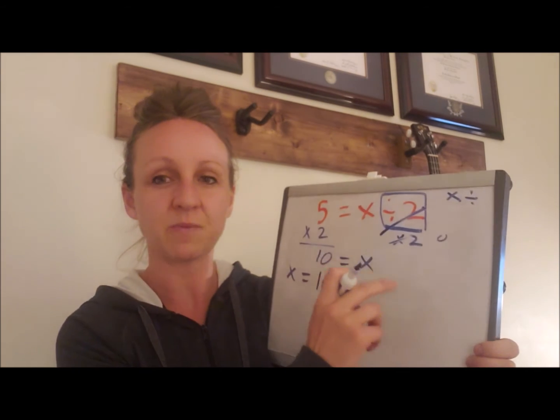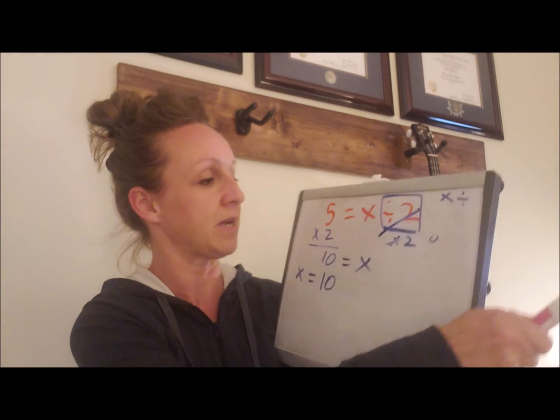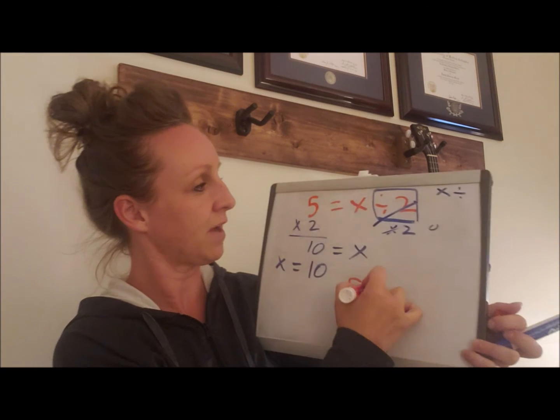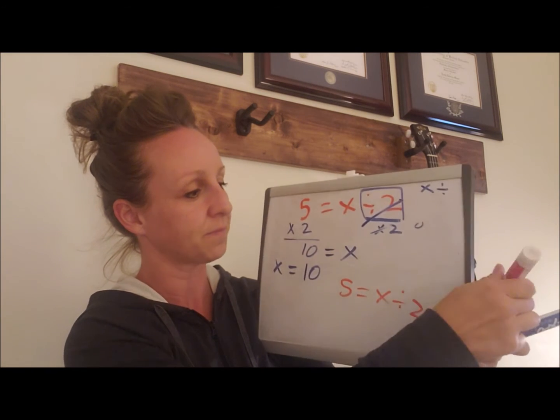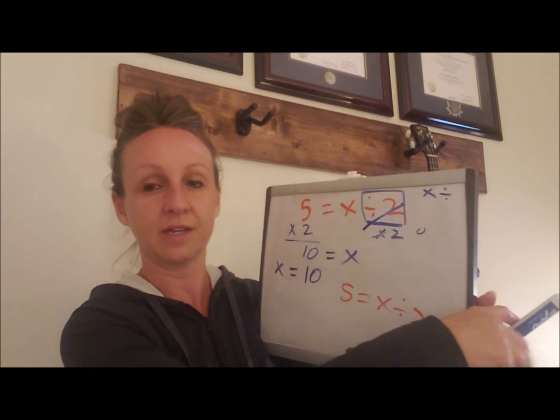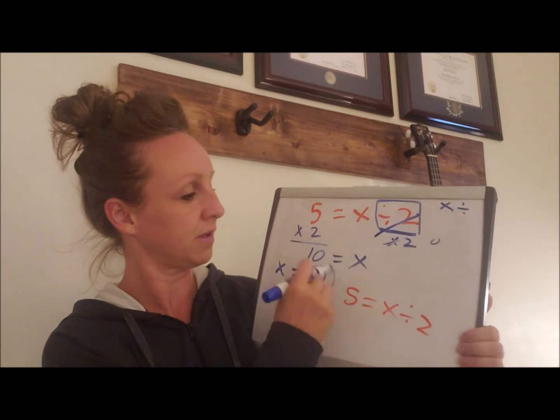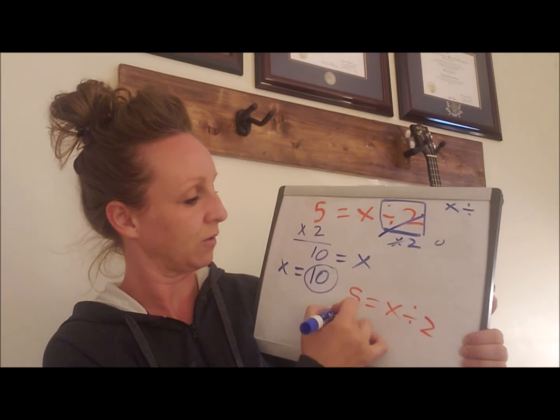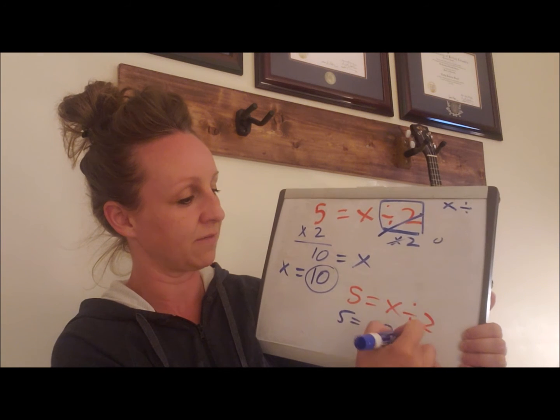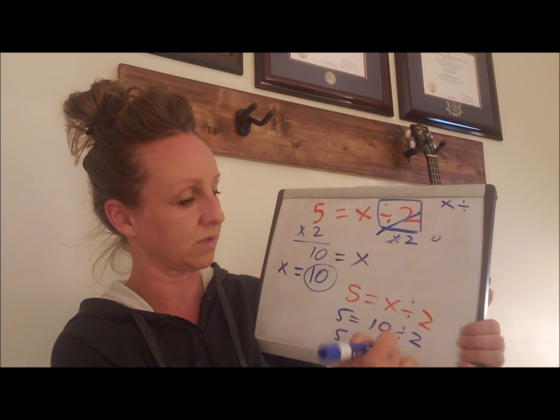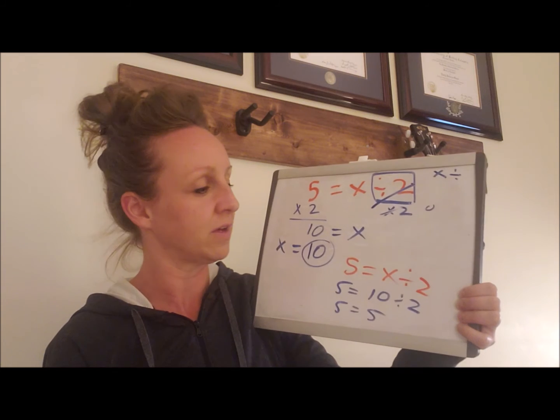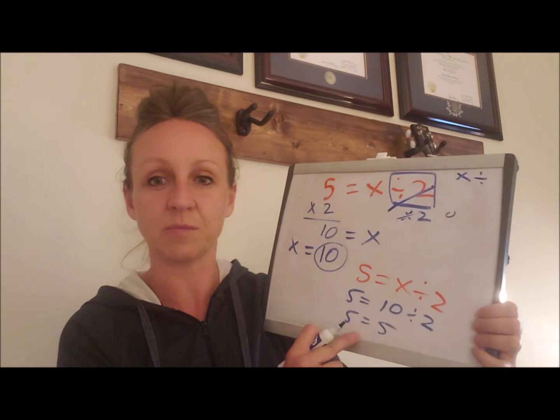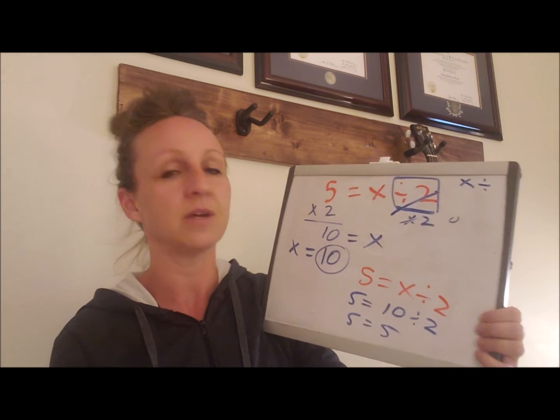So if I put this back into my original question here, let me just get my red ink so you guys can see. It says 5 equals x divided by 2, and I fill in my original question with x being 10, then I go like this: 5 equals 10 divided by 2, 5 equals 5, because 10 divided by 2 equals 5. So then I know that I have successfully completed my question because my answer equals my answer.